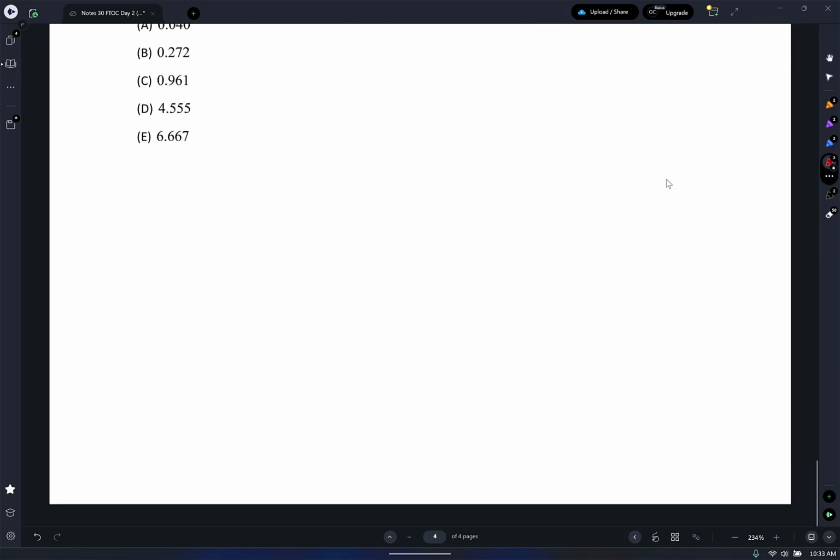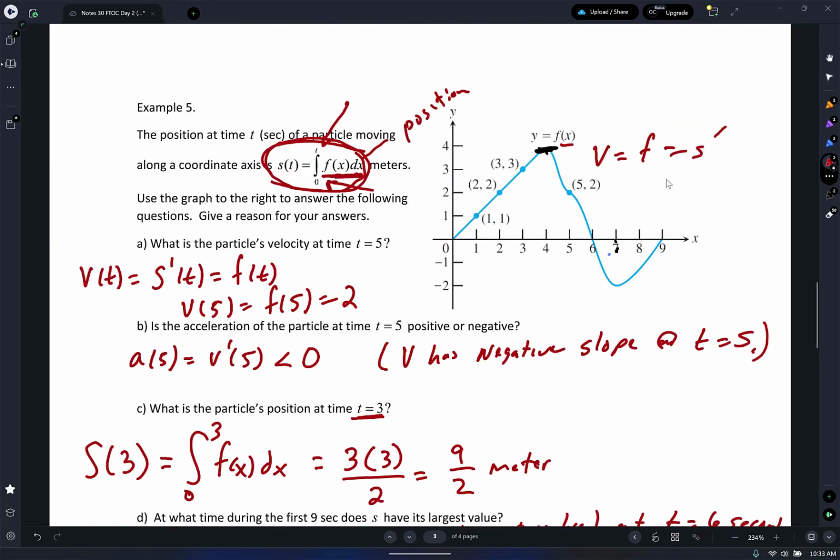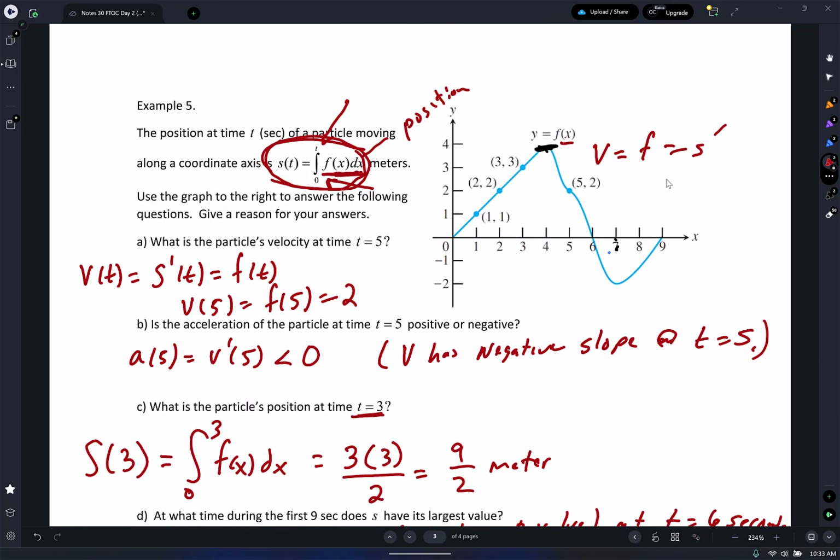I'll fix it tomorrow when we see each other again. I will make sure that I make one specifically with velocity and displacement.